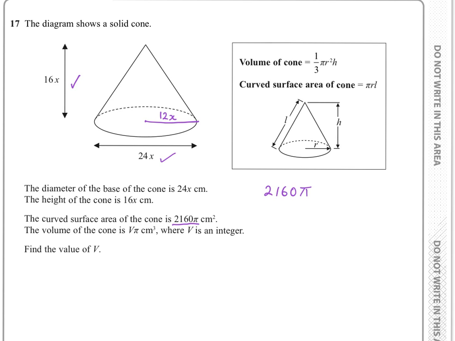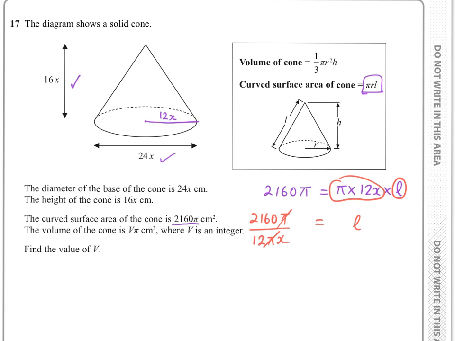2160 pi, and we've got a formula here: the curved surface area of a cone is equal to pi times the radius, which we have, times L. So what do we garner from that? Well, we can find out from this that L is just going to be 2160 pi divided by 12 pi x, i.e. this part here.